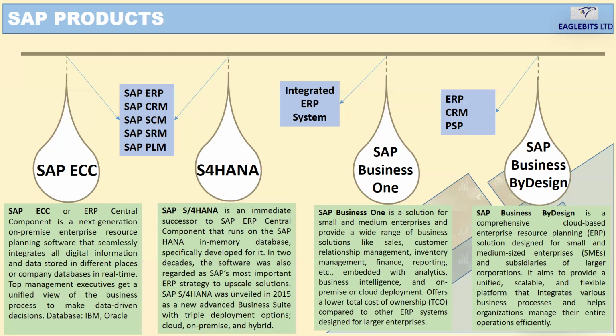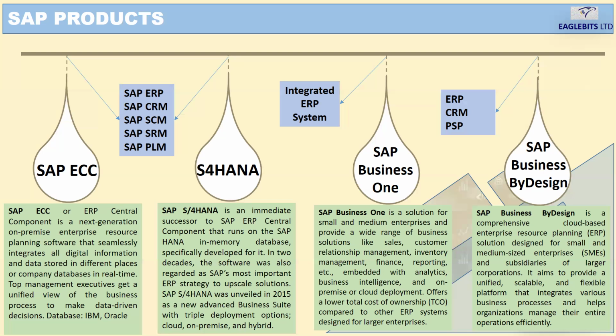As a new advanced business suite, it has triple deployment options: either cloud, on-premise, or hybrid, depending on what the client wants. The SAP Business One, on the other hand, is a solution for small and medium-scale enterprises. It has a lower total cost of ownership compared to SAP ECC and S/4HANA.